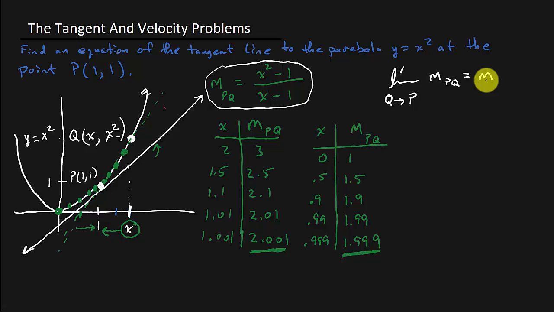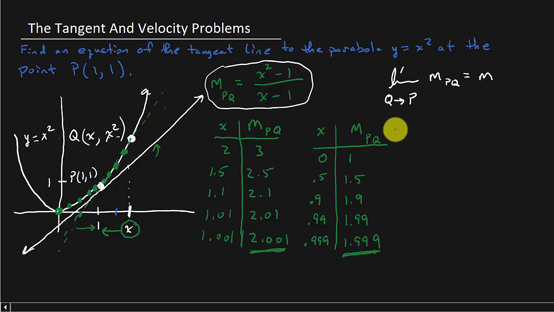It's approaching it. And so we could write this as the limit as x goes to 1, as these x values approach 1, of x squared minus 1 over x minus 1. We'll say that's equal to 2. And so this is the slope of the tangent line.